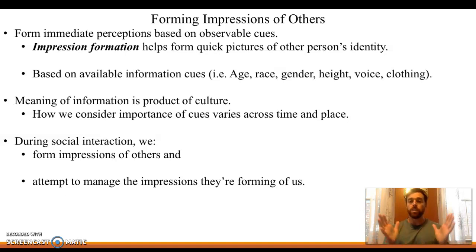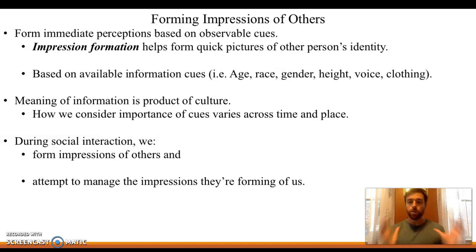Now, the most obvious things you're going to be able to notice are the race, what you think of their gender, their height, and when they start talking, their voice, the clothes that they're wearing, the age range that you depict that they're in. You're going to take that information and make some immediate evaluations of who that person is.